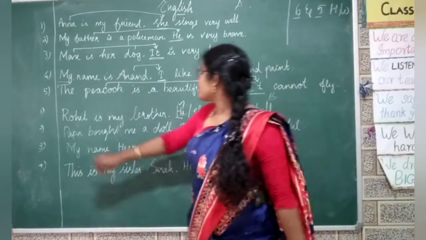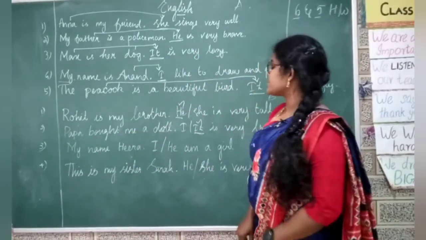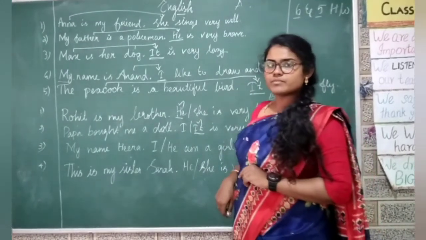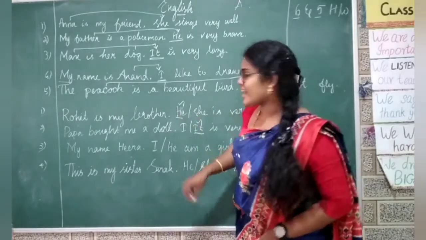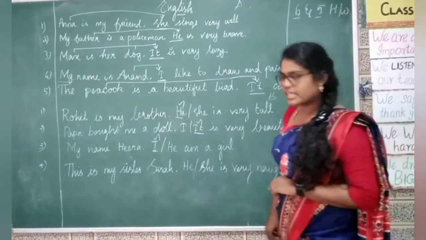Next. My name is Hira. Now talking about myself. My name is Hira. I or he am a girl. Talking about myself. Ourself is I. We have to tick here. I am a girl.